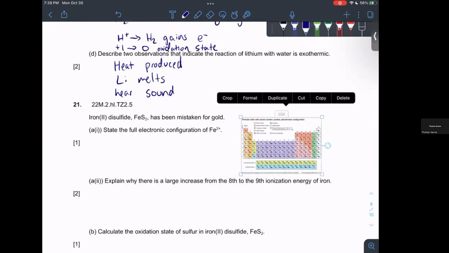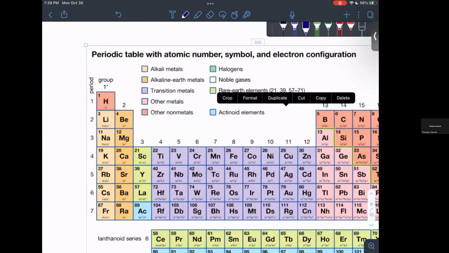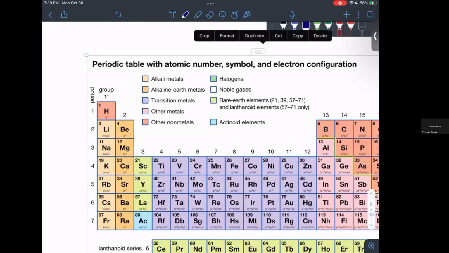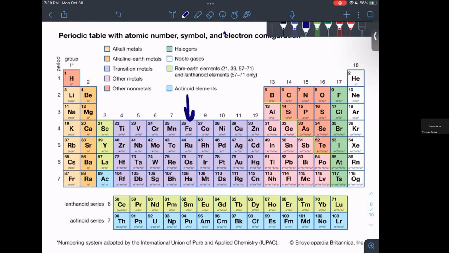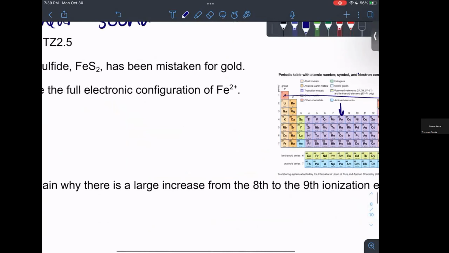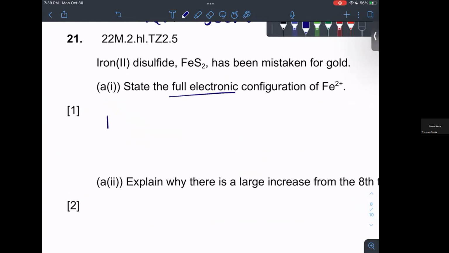And I'll just zoom into it as we need. So iron's right here in the D block. As we go through, we're just going to go left to right, starting with 1s2. It says full electronic configuration, 1s2.